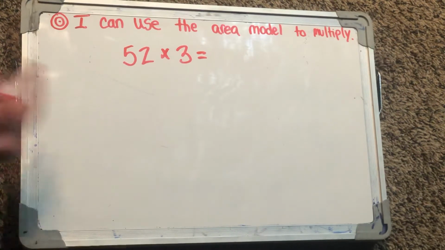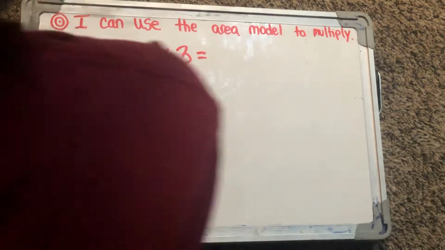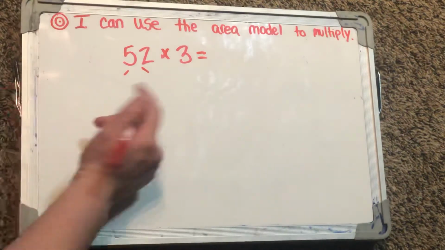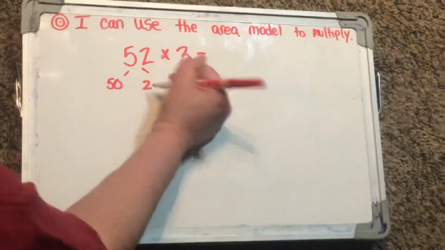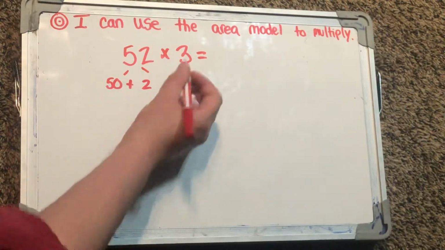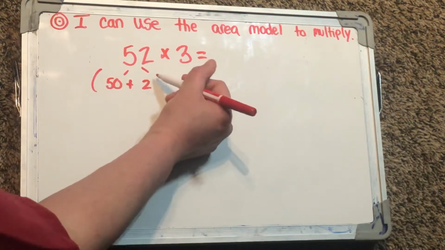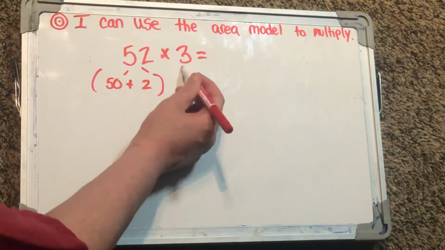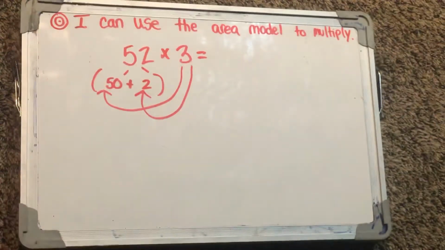So instead, I'm going to break up my 52 to make it easier to multiply. So I know that 52, the value of this 5 is 50, and the value of my 2 is 2. So instead of multiplying 3 times 52, I'm going to multiply 3 times 50, 3 times 2, and then I'll just add up my partial products. So what does that look like?